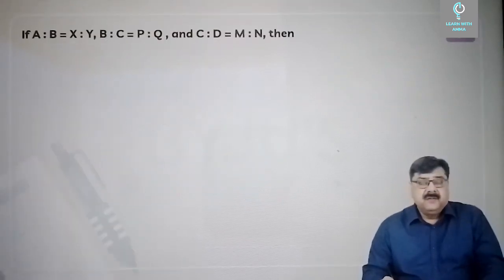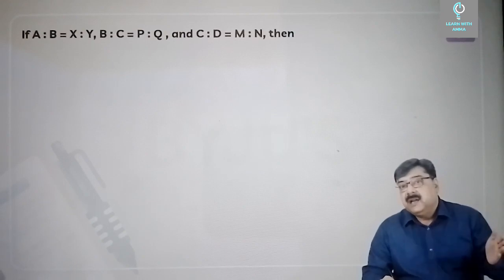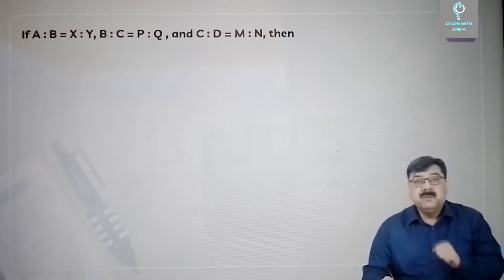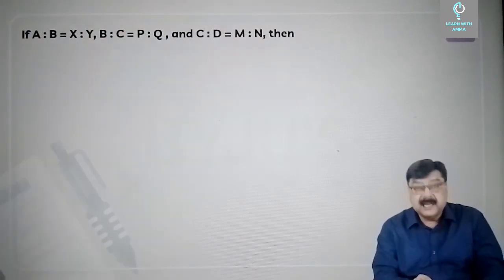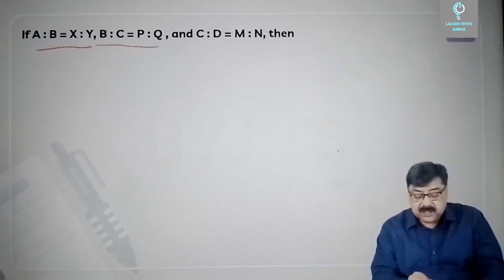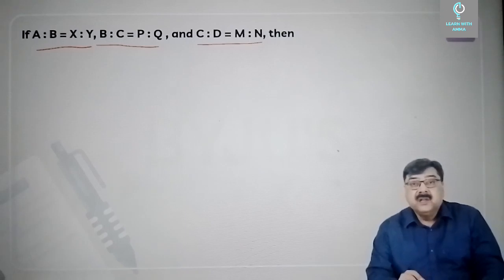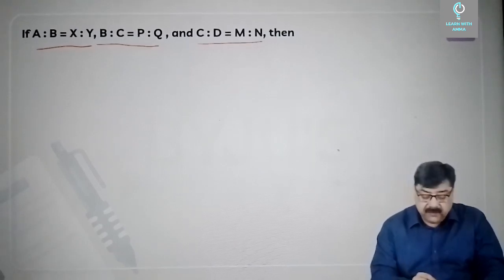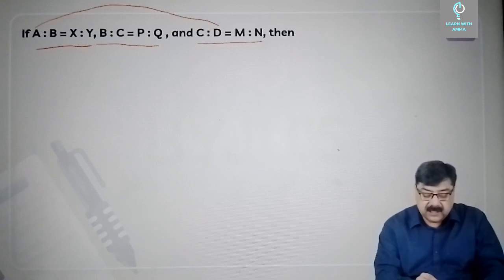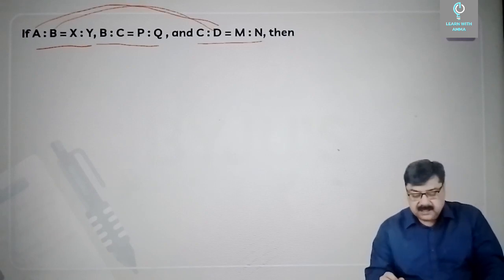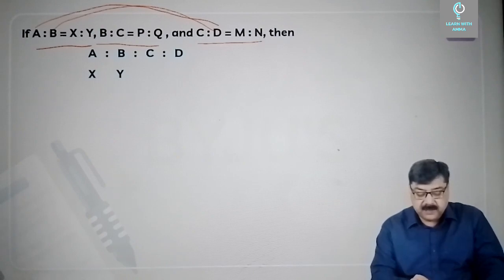Alright, what if we are given 4 terms, A, B, C, D? That is, 3 proportions are given to you. A is to B is x is to y, B is to C is p is to q, and C is to D is m is to n. So in that case, how do you find out A is to D? Or let us say B is to D. So in a similar fashion, you can just go about writing these down.